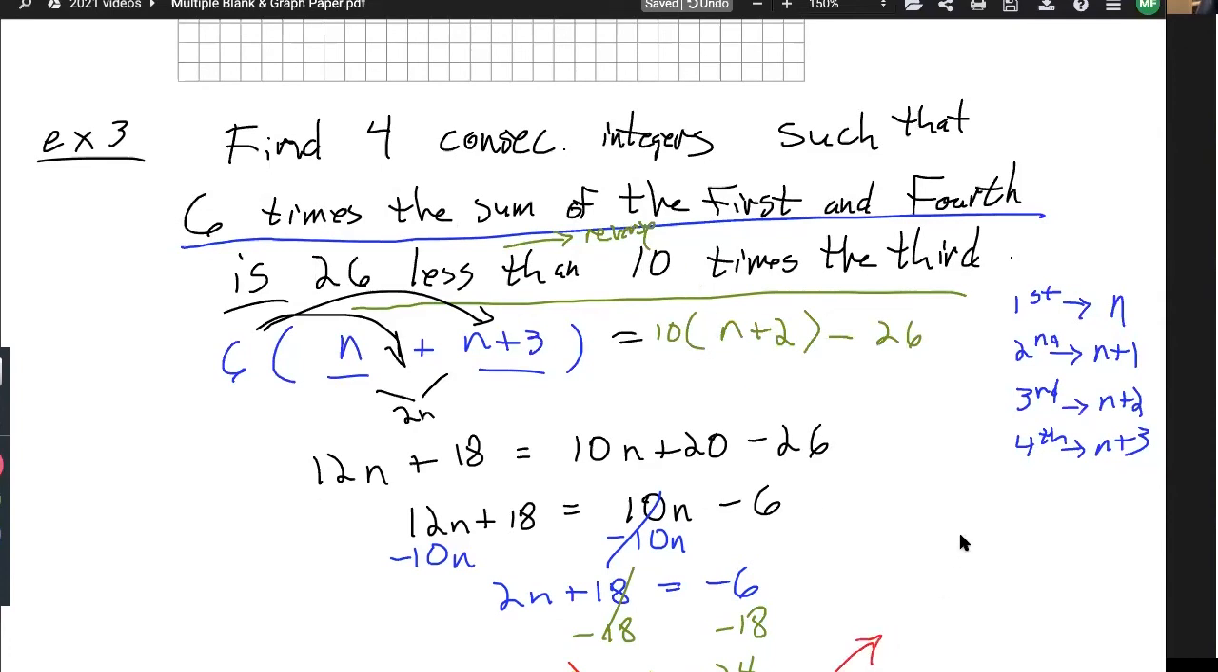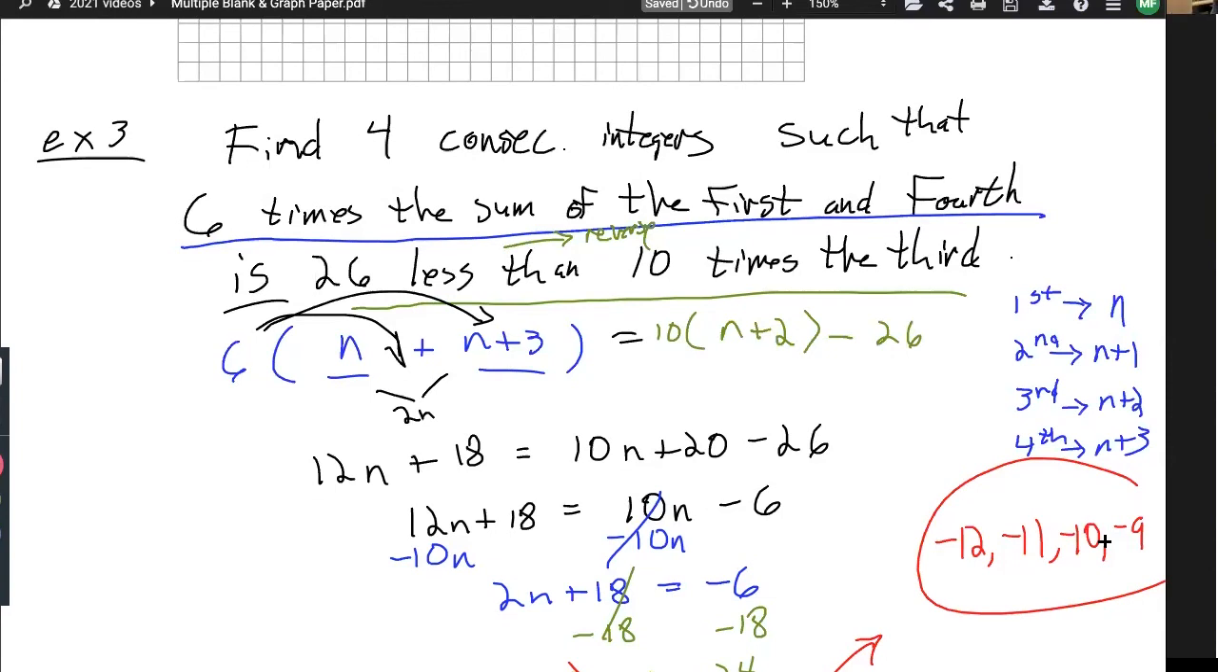Okay, if the first one's negative 12, what's the next one? It's not negative 13. It goes up, remember. So what's 1 added to negative 12? Negative 11, negative 10, and then negative 9. All right, let's see if that makes sense.